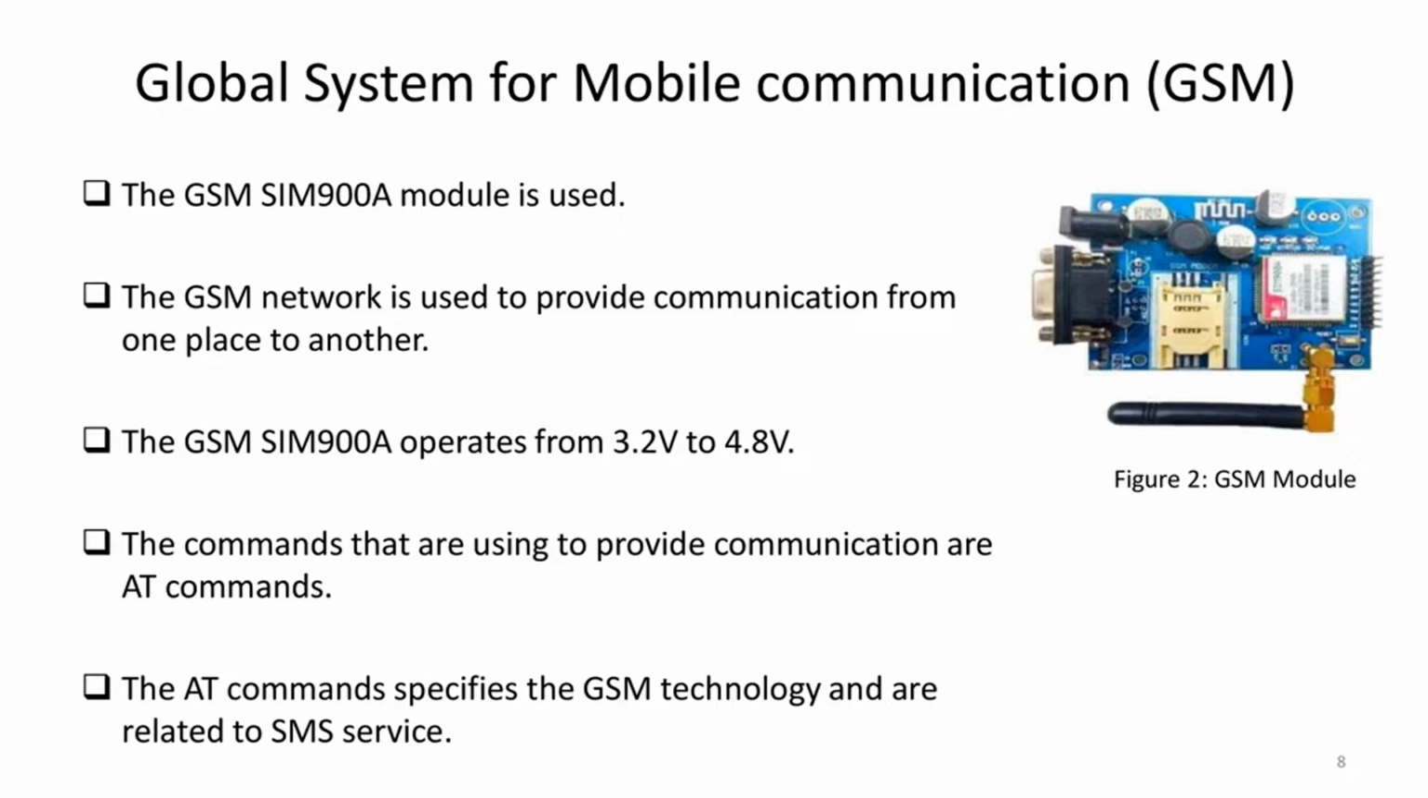The GSM network is used to provide communication from one place to another. Its operating voltage is from 3.2 volt to 4.8 volt. The commands that are used to provide communication are AT commands, and the AT commands specify the GSM technology and are related to SMS services.